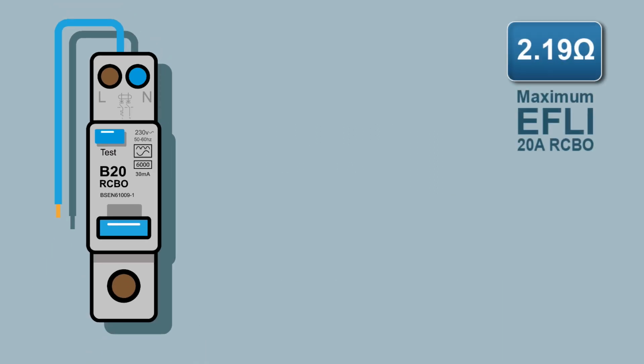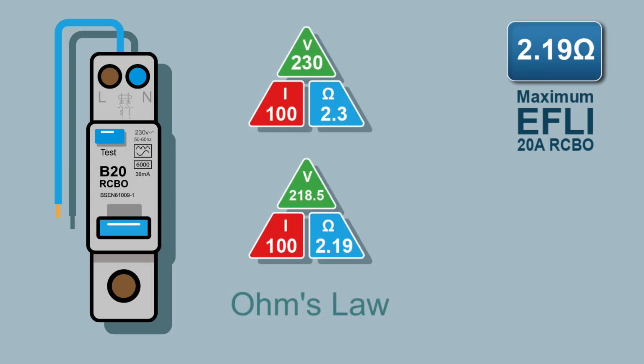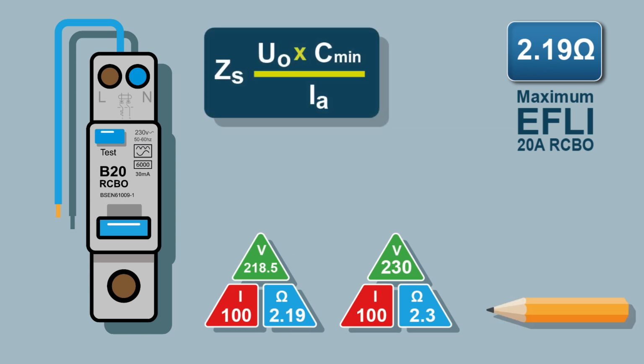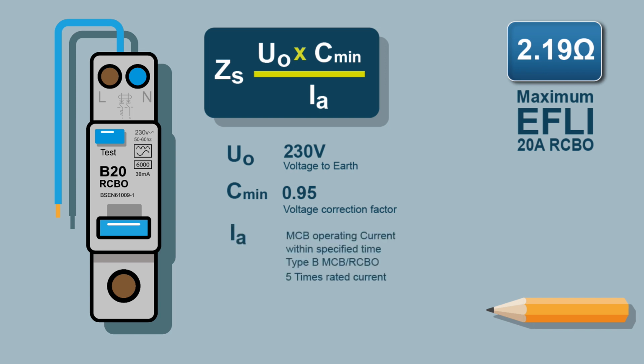So we're looking at how they get to the value of 2.19 ohms for our maximum earth fault loop impedance for this 20 amp RCBO. This is the formula: Zs equals U0 times Cmin divided by Ia. U0, that's your voltage to earth, 230 volts. Cmin is a correction factor for voltage fluctuations, and that's 0.95. And Ia, that's the operating current of the protective device.